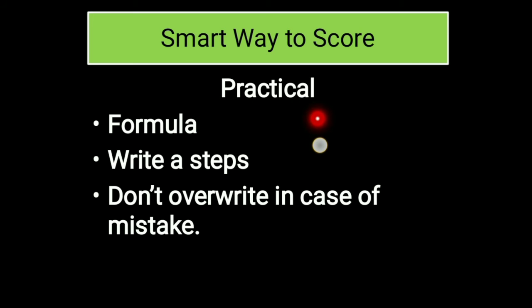So for the practical, what we have to remember, we have to write down the formula clearly. The formula should be correct. If our formula is wrong, definitely all the steps are going to be wrong and you are not going to get even 1 mark. And if you are able to recall only the formula and you don't remember anything else, at least for the formula also you will get marks. So write down the correct formula, write down each and every step.